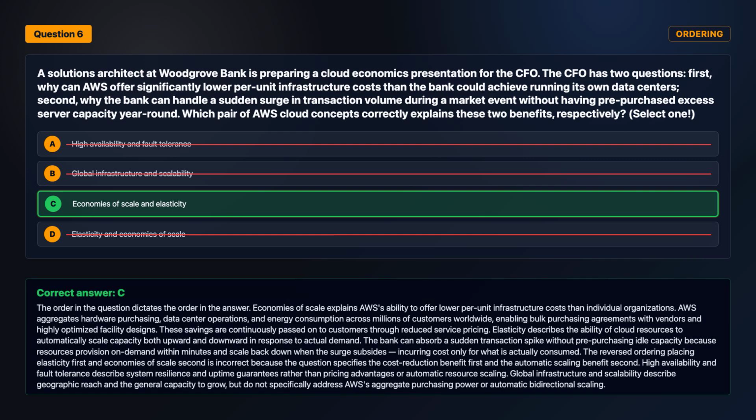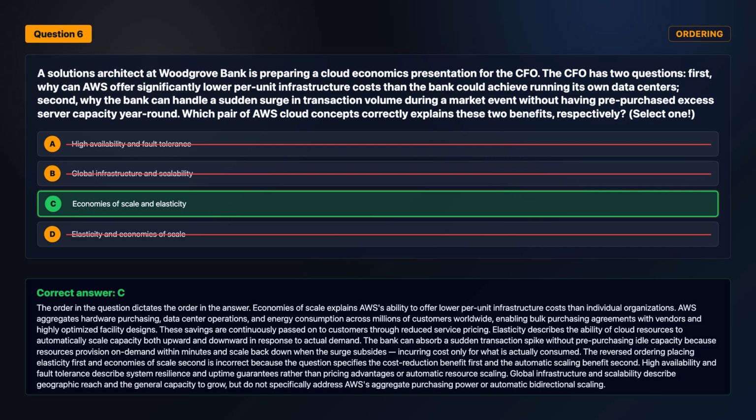The correct answer is option C. The order in the question dictates the order in the answer. Economies of scale explains AWS's ability to offer lower per-unit infrastructure costs than individual organizations. AWS aggregates hardware purchasing, data center operations, and energy consumption across millions of customers worldwide, enabling bulk purchasing agreements with vendors and highly optimized facility designs. These savings are continuously passed on to customers through reduced service pricing.